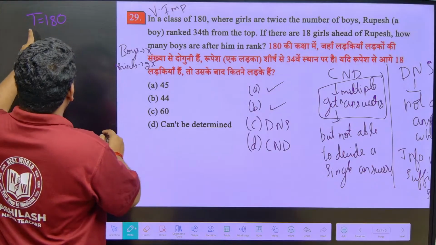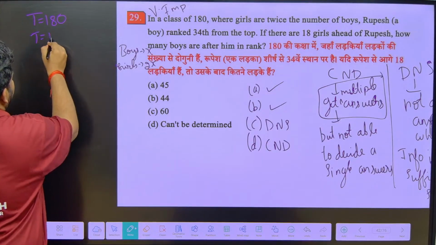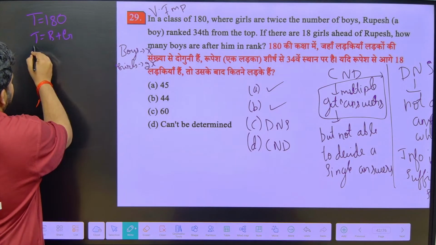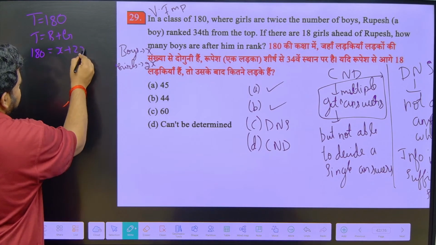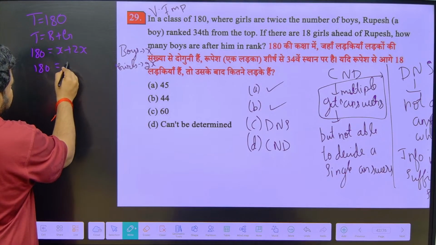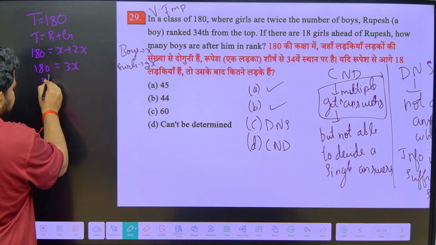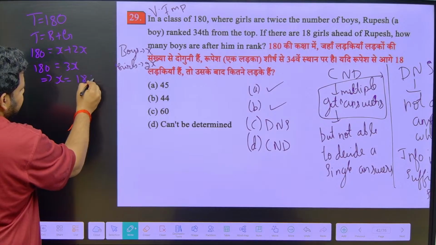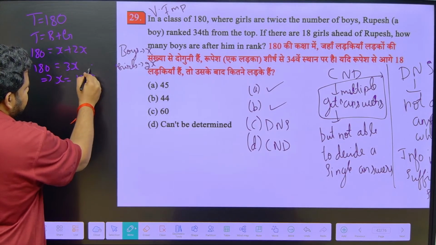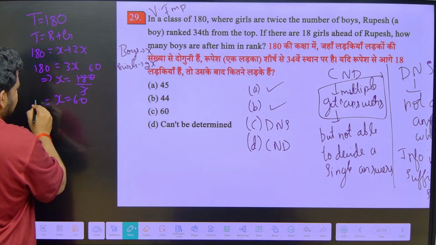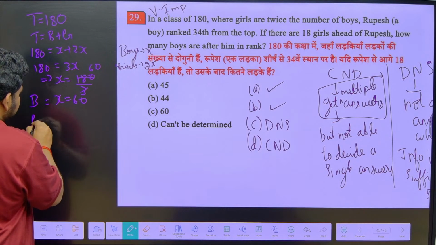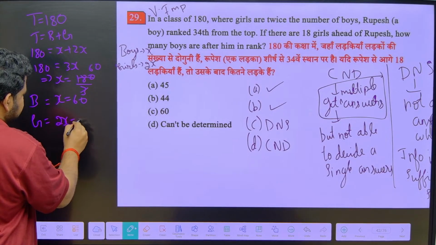No, because total is nothing but boys plus girls. So total is 180. 180 is equal to boys plus girls, that is x plus 2x. That will give us 180 is equal to 3x. So x is equal to 180 by 3, that is 60. So how many boys are there? 60. Girls will be 2x, that is nothing but 120.